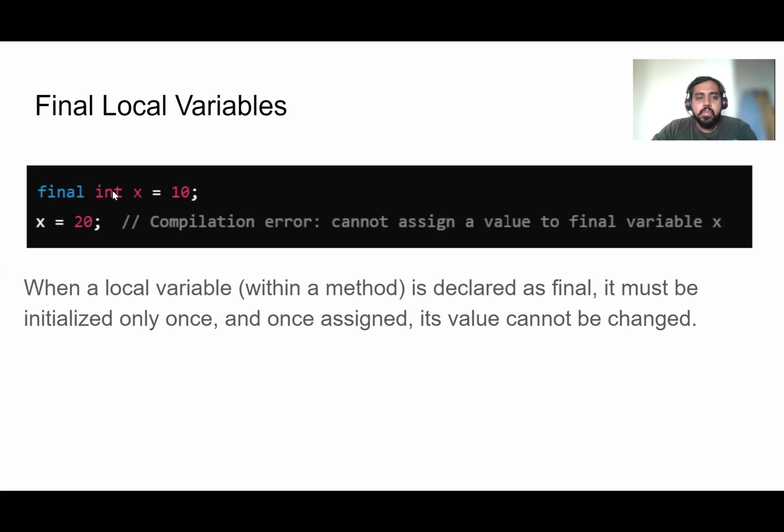Because this variable is a final variable, there is no room to change its value. It's just like a constant. So in the second line, I want to change that x value to 20.